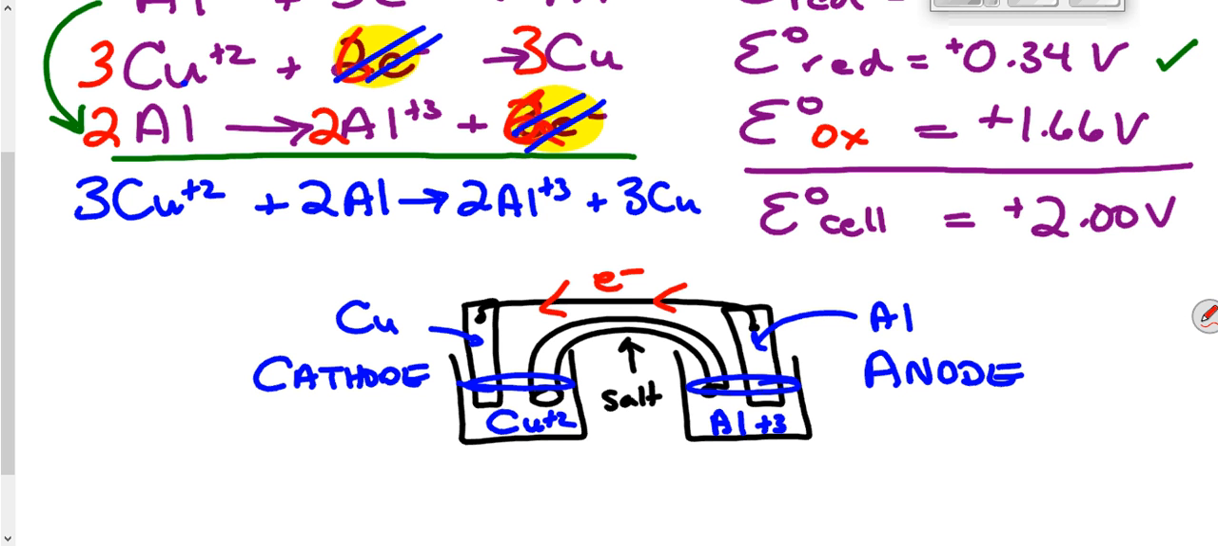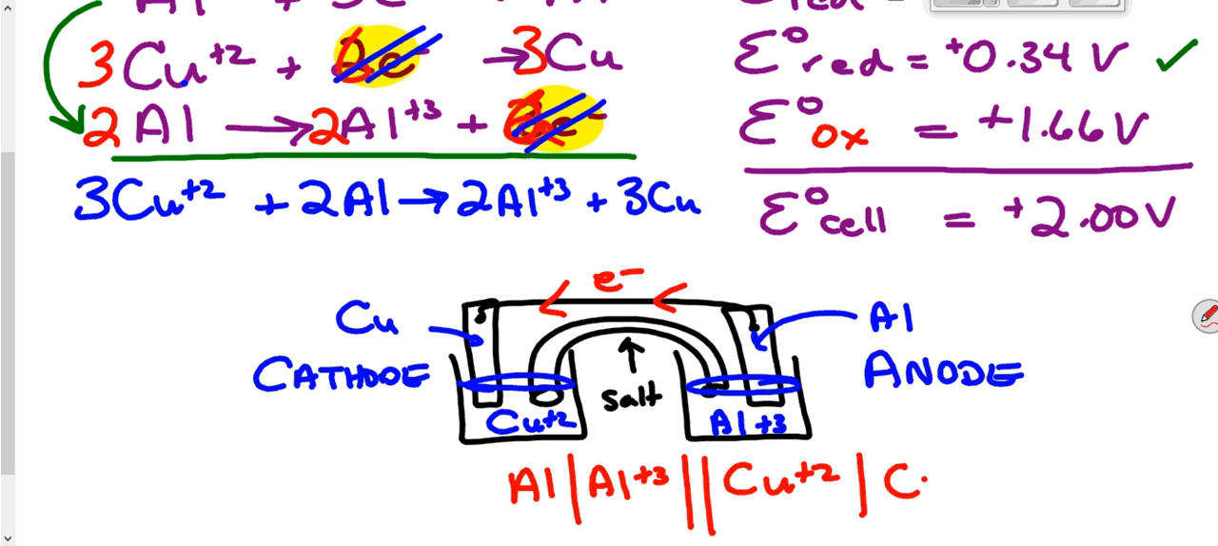What does the cell notation look like? Well, we always start with our oxidation. The oxidation was aluminum metal reacting to form aluminum plus 3 ion. We separate it with a double line that represents a salt bridge that would separate the two half reactions. And we finish it with the reduction, which is copper plus 2 ions being reduced to copper metal. We don't need to worry about the balancing in my cell notation.